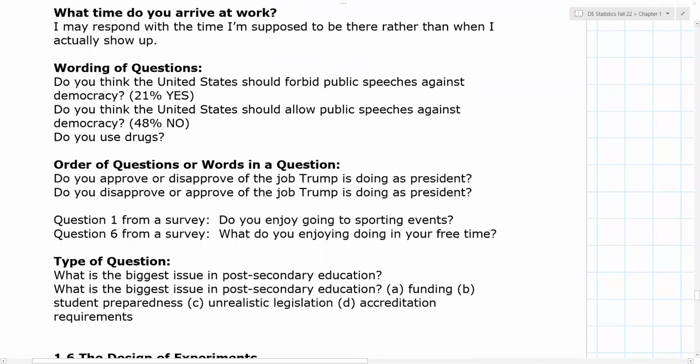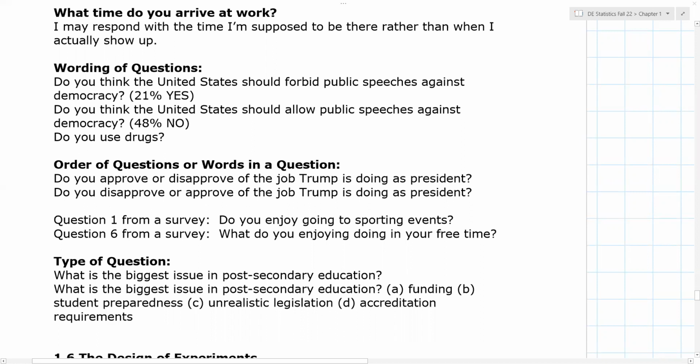It goes through and gives some examples of how you can change the words to make something seem more aggressive or to get people to answer a question in a certain way. So here we have, do you think the United States should forbid public speeches against democracy? And do you think the United States should allow public speeches against democracy? And you can see that those questions are asking the same thing, but the wording is different.